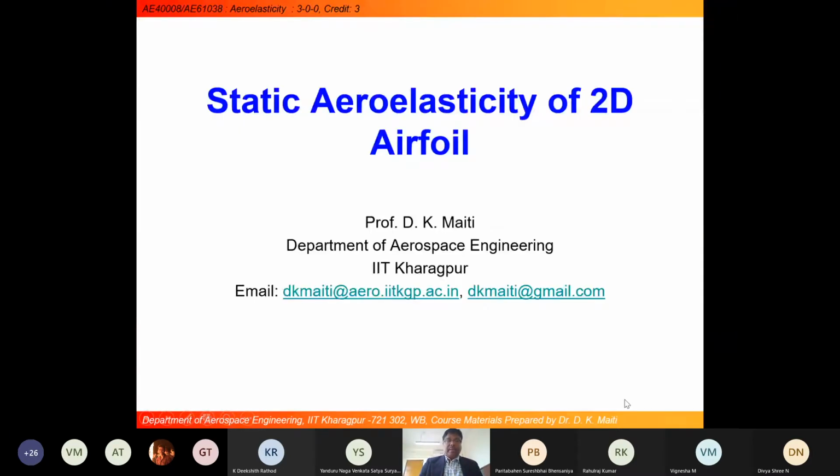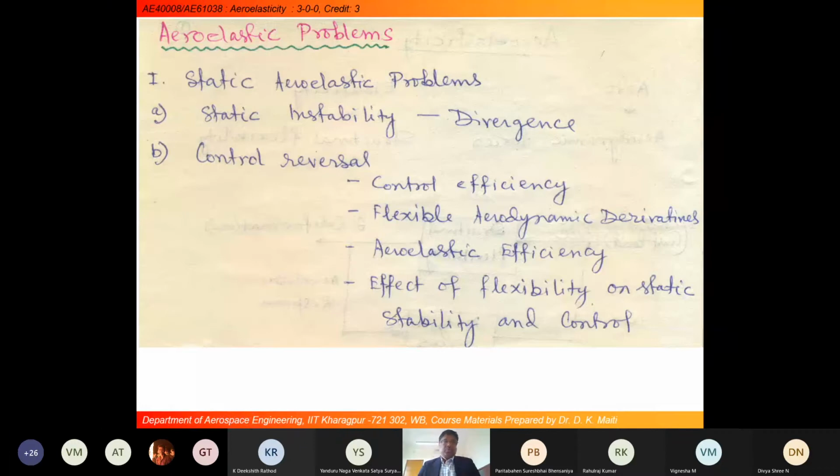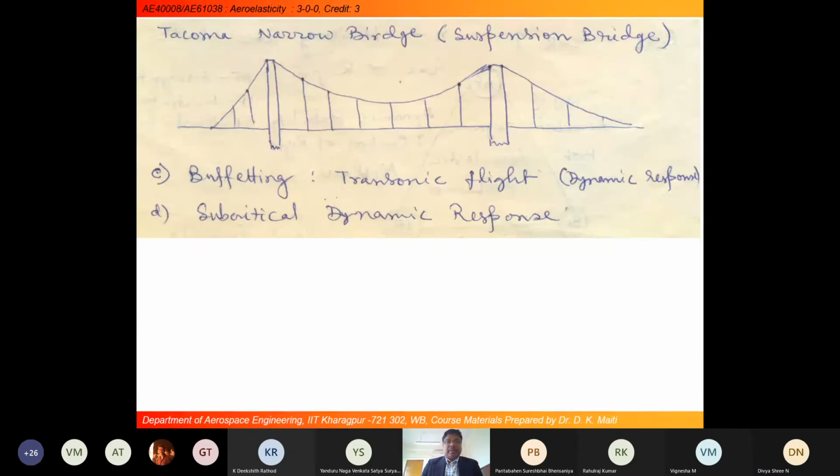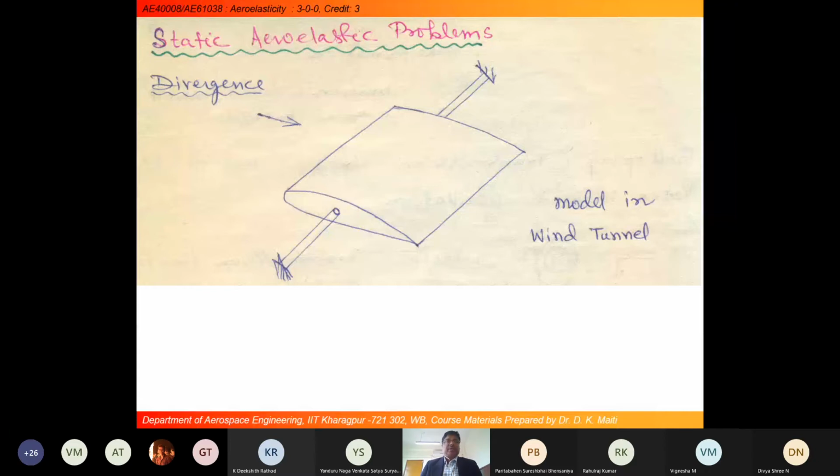Last day I gave the introduction to aeroelasticity. I'll be starting now with the aeroelastic problems. First one is static aeroelastic problems, where we'll be taking basically static instability and divergence, control reversal. Then we'll be coming to flutter and all those things. Let me come to this simplified model, static aeroelastic problem, where we'll be basically talking of the divergence. Let me just give you an idea here.